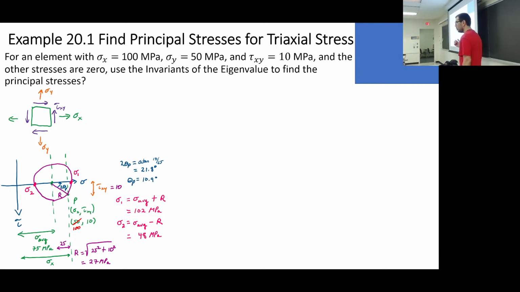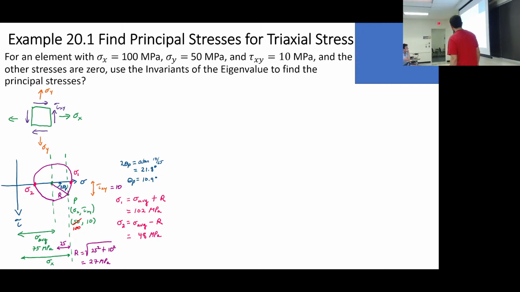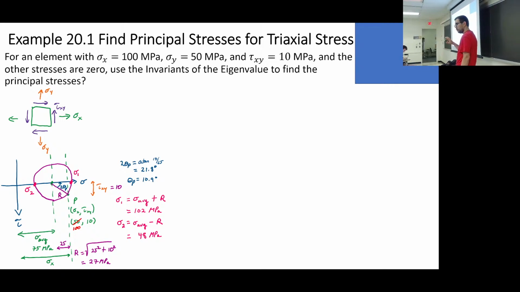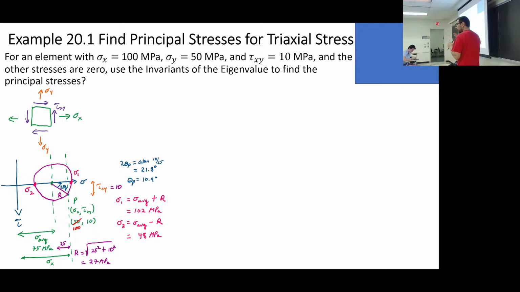Alright, and that's 0. So if we rotate the elements by 10.9 degrees, as we see there, that will get us to the state of triaxial stress. Sigma 1 will be 102 megapascals, sigma 2 is 48 megapascals. And there's 0 shear stress on those faces. But you can still find a maximum in-plane shear stress on, say, the 1-2 plane, or the 1-3 plane, or the 2-3 plane.